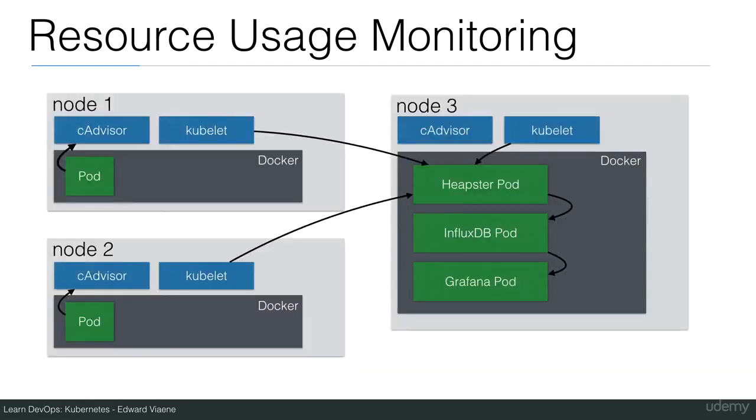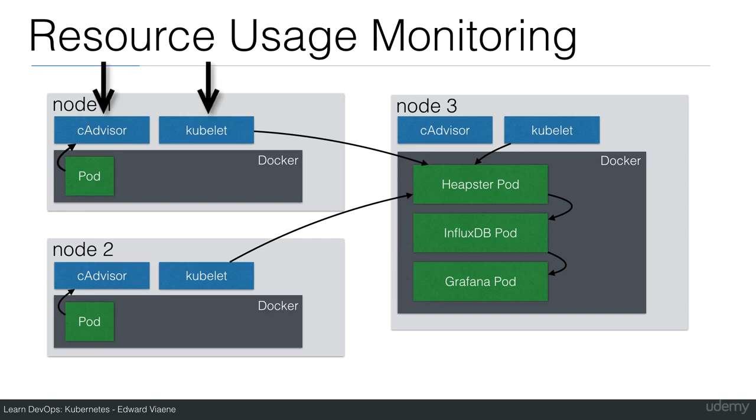This is roughly how it looks like. This can change a little bit because there are still a few outstanding issues to make this a little bit more performant, and the Kubernetes team might make some changes. But this is on a high level how it's going to look like. On the right, what we are going to deploy is the Heapster pod, the InfluxDB pod, and the Grafana pod.